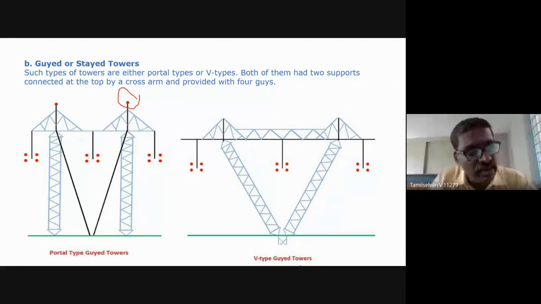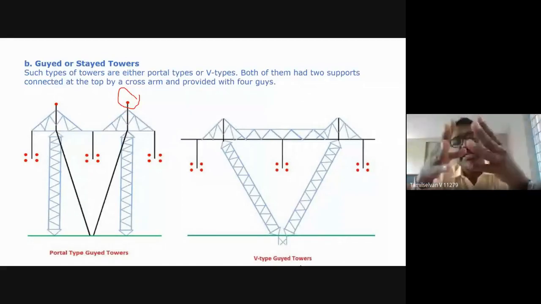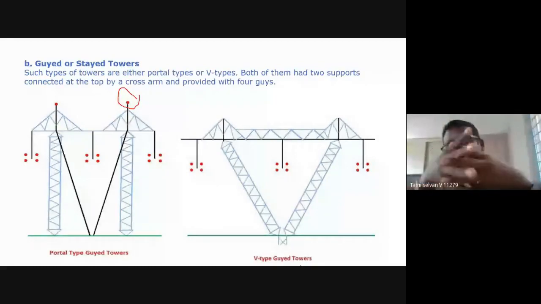That may be a tangent suspension tower, an angle tower, a tension tower, or a section tower. Apart from that, we have special types of towers: river crossing towers when the transmission crosses a river, railway crossing towers, or highway crossing towers. Based on the number of circuits, single, double, or multi circuits, the transmission towers are further classified.